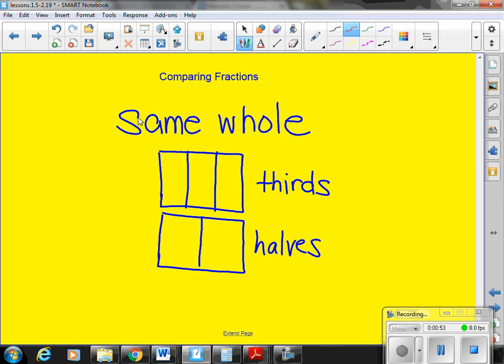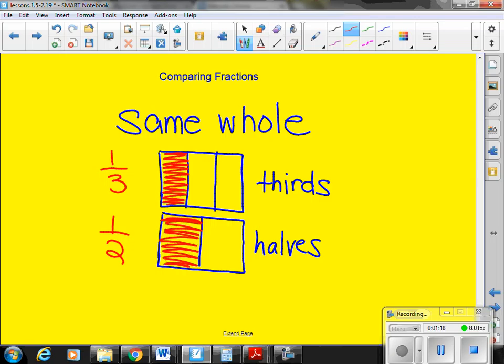Now what I'm going to do is I'm going to shade in 1/3, and I'm going to shade in 1/2. Now, a common misconception that students have is that because you have 1/3 and 3 is bigger than 2, that 1/3 is bigger than 1/2. But in fractions, what we're looking at is how big the piece is.